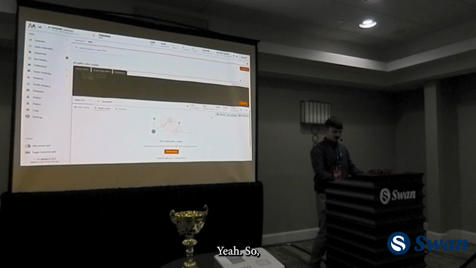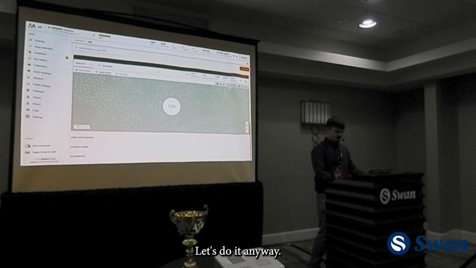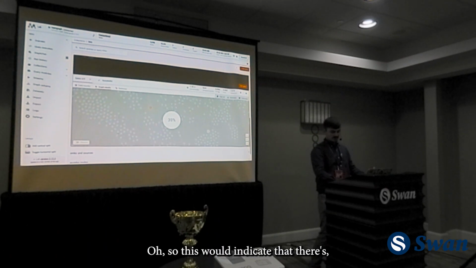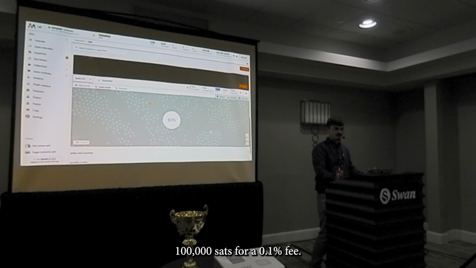Yeah. So let's do it anyway. Oh, so this would indicate that there's 6,560 nodes that you could pay 100,000 sats for a 0.1% fee.